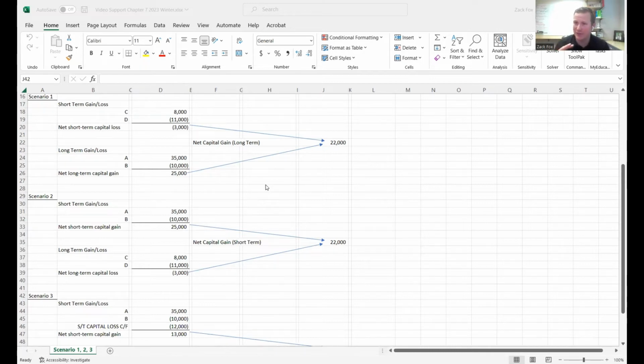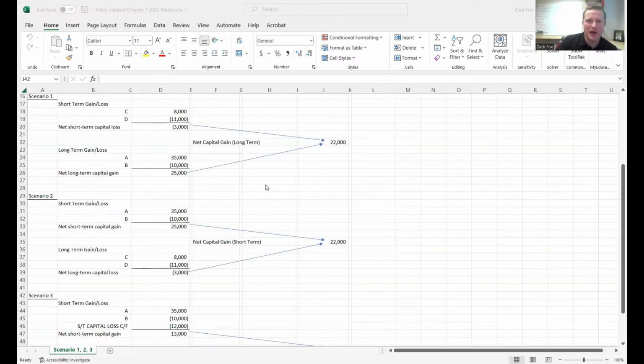Again, they're opposite signs, so we can net them, which is going to result in a net capital gain, same as before, of $22,000. However, the character is changing because now we have more net short-term capital gains that we're netting against the capital losses, long-term capital losses. So the only difference there is a short-term net capital gain of $22,000.